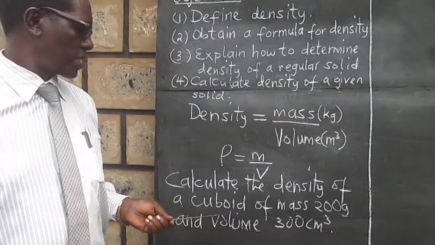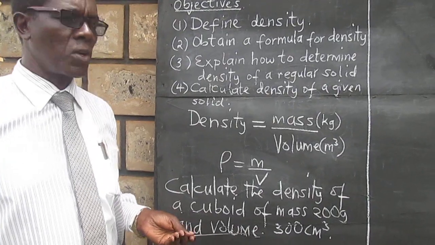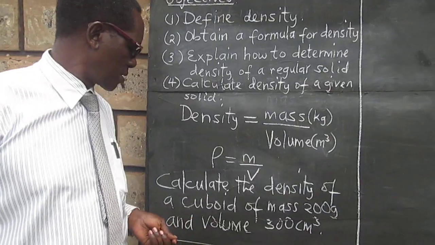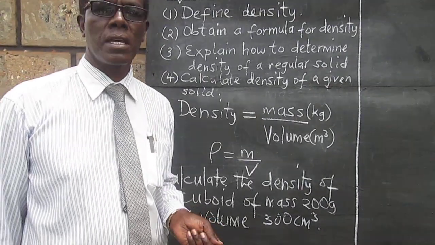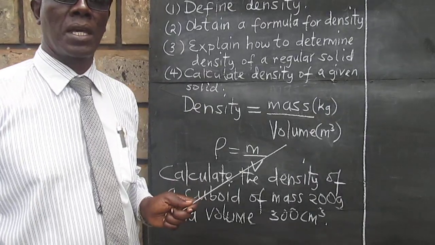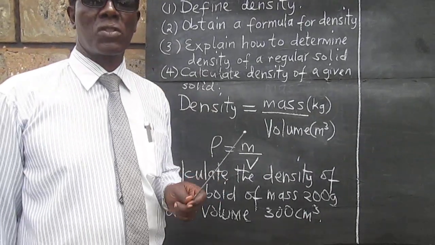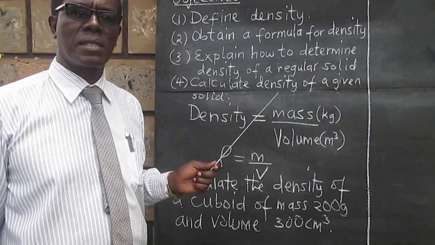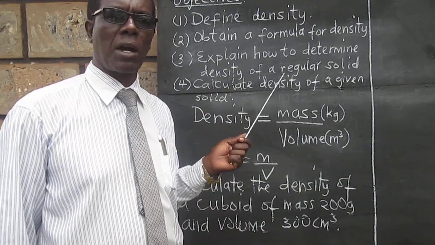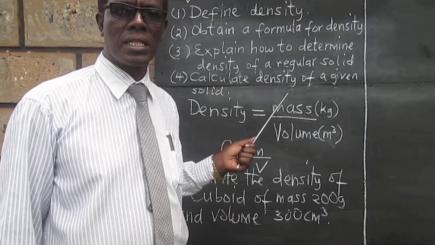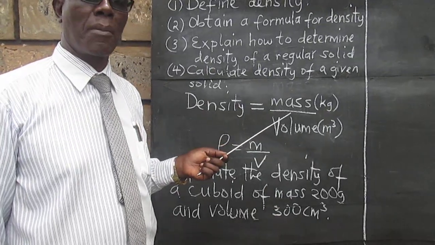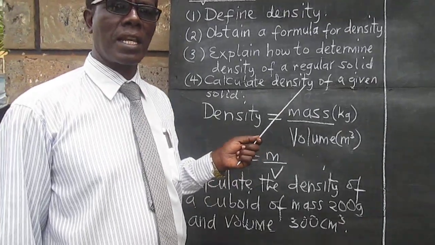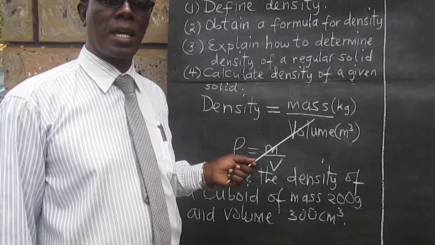We would like to calculate the density of a solid in the shape of a cuboid of mass 200 gram and volume 300 cubic centimeter. Now, if the solid is regular, then the mass can be determined using a weighing balance. It can be an electronic balance or a beam balance, and the volume can be obtained by measuring the length, the width, and the height.